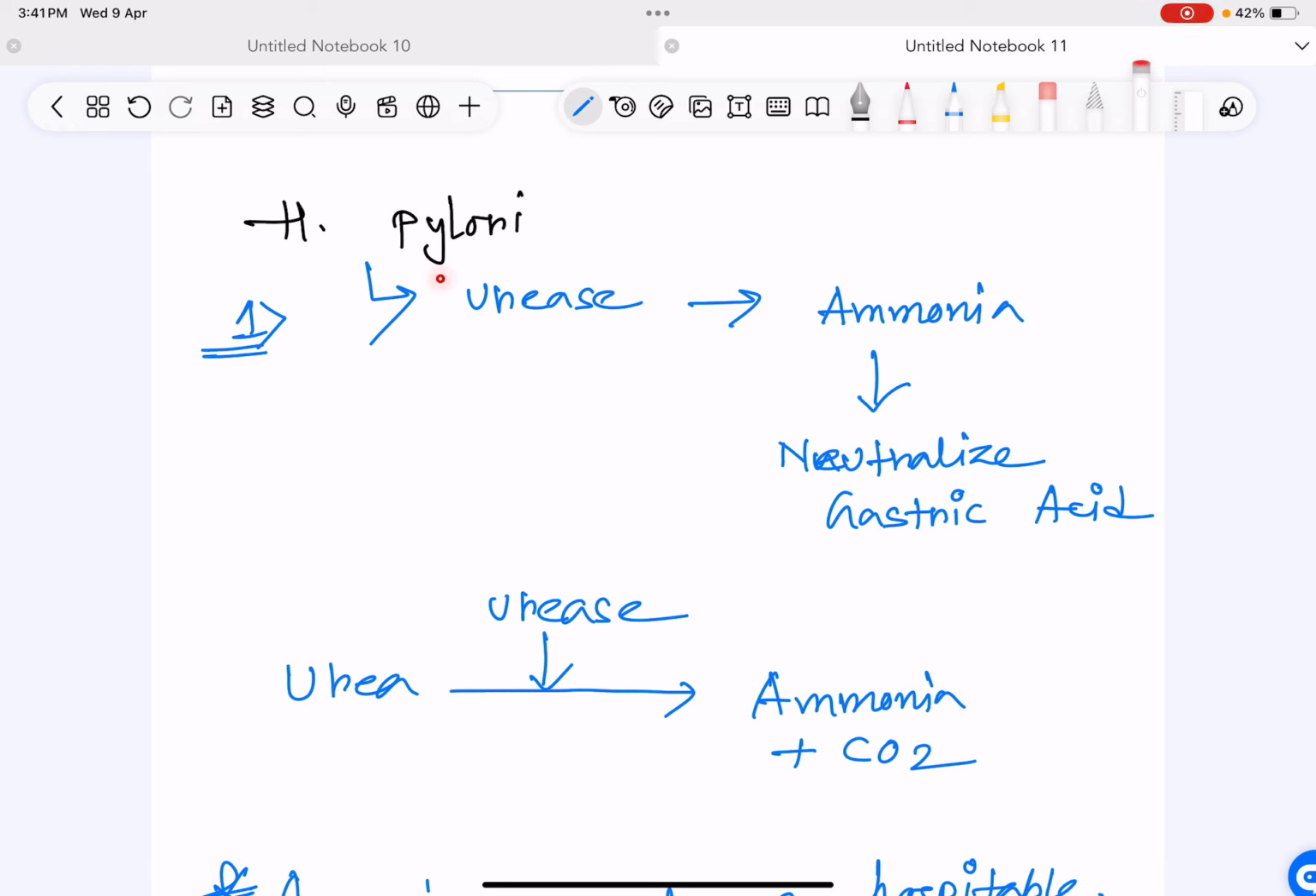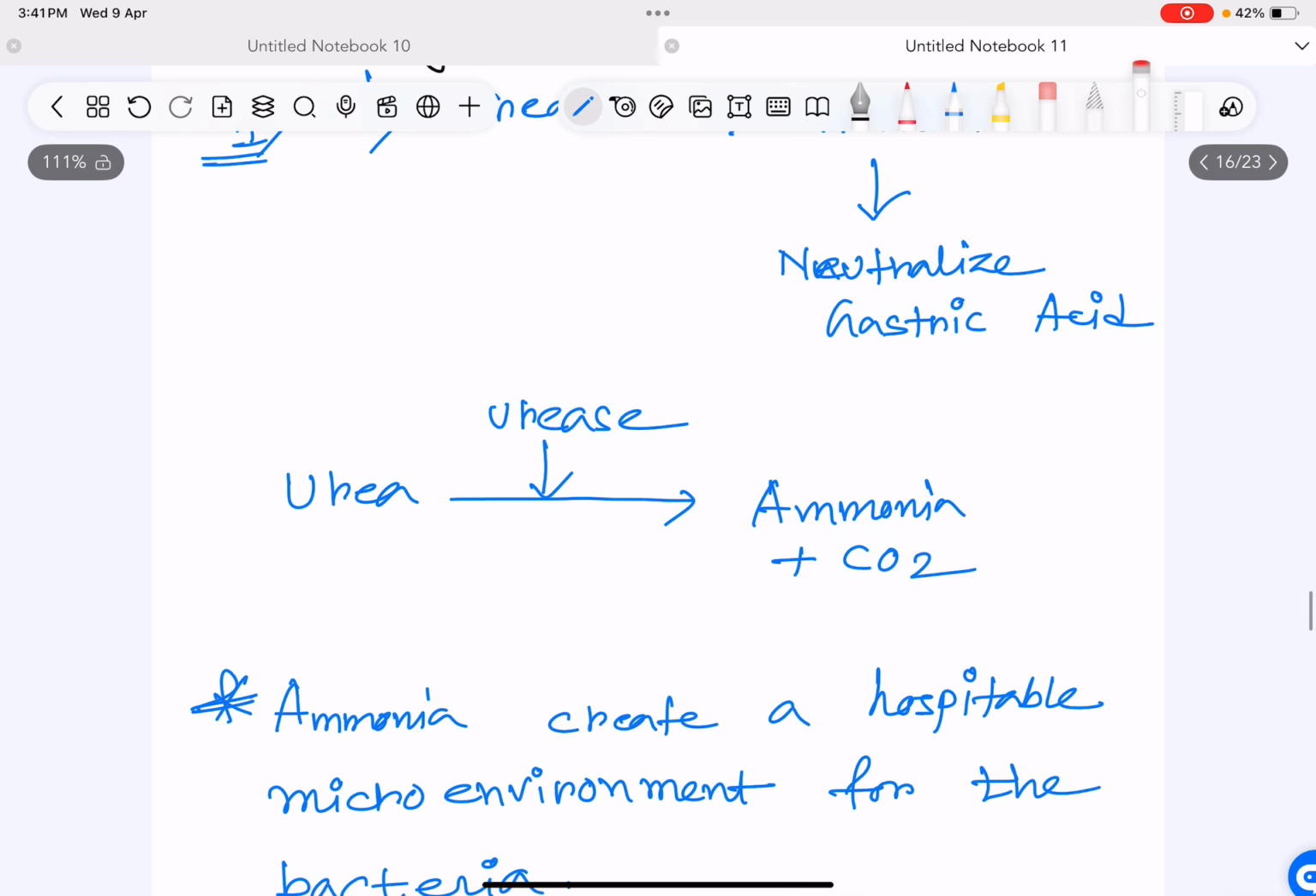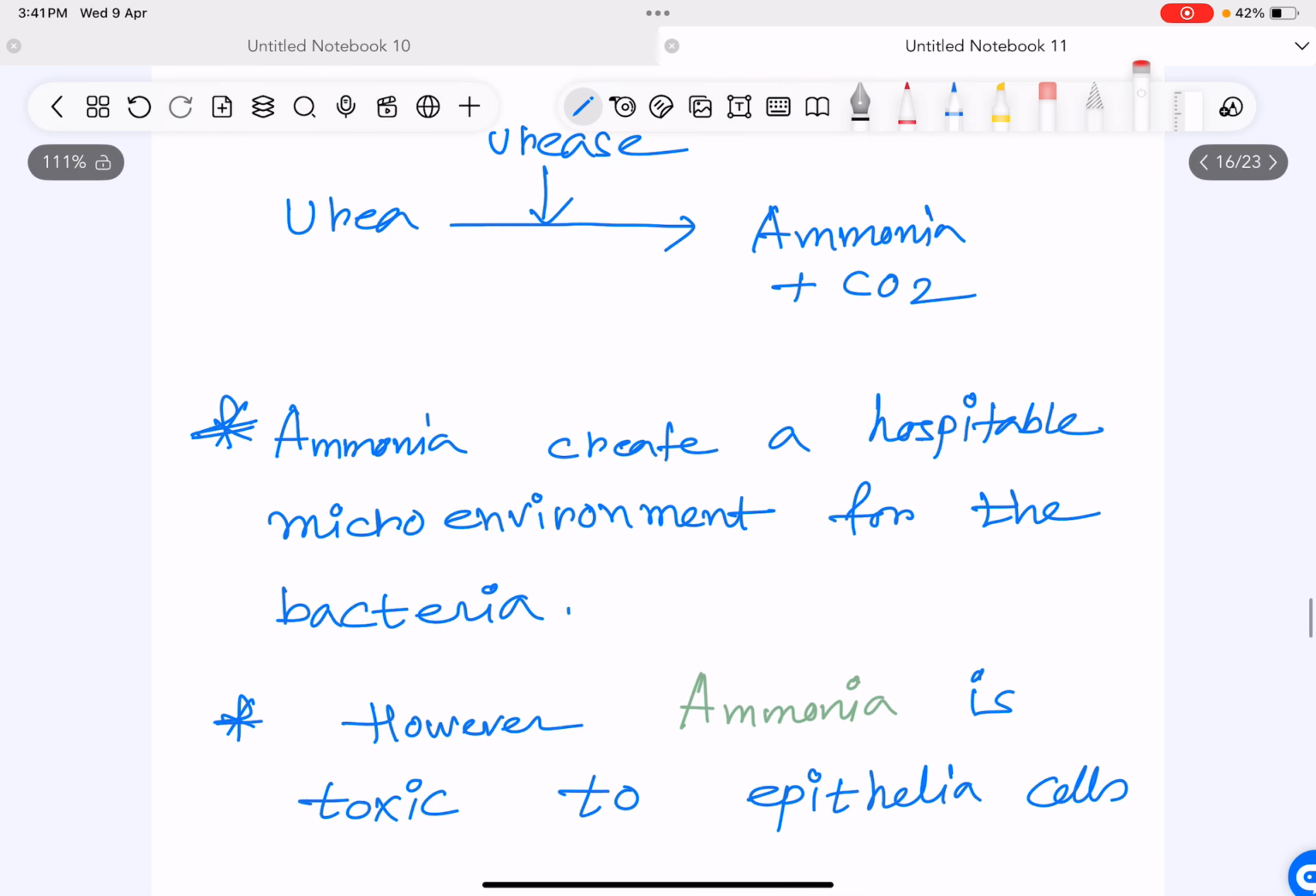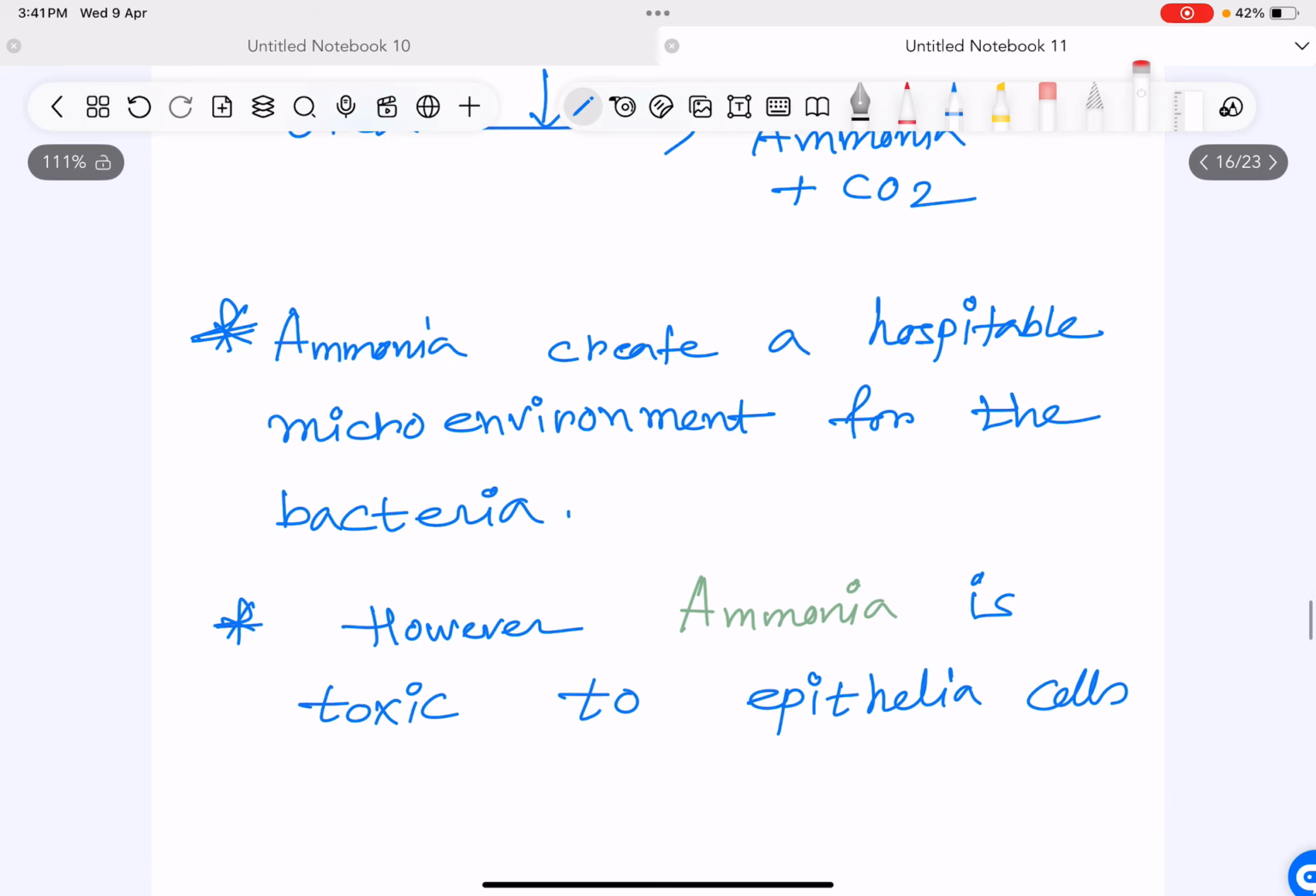See, H. pylori produces an enzyme called urease. What is the function of urease? It breaks down urea into ammonia and carbon dioxide. This ammonia neutralizes the gastric acid, and when it does, it creates a hospitable environment for the bacteria. So the bacteria can live comfortably within the HCl.